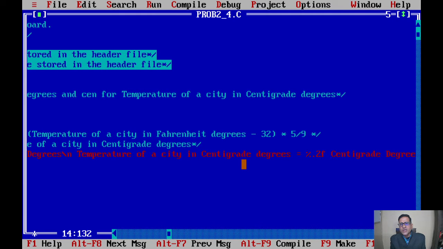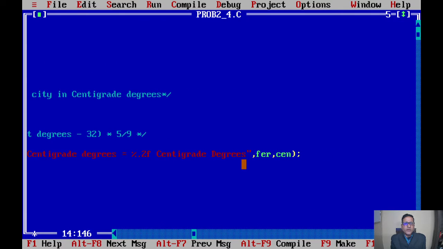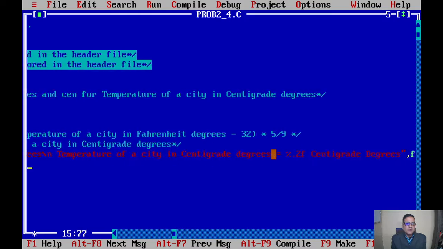So here again I try to use this 0.2 in between the % and f. This is very important point. It takes the 2 decimal places, and after that this is the unit centigrade degree, inverted commas close and Fahrenheit and centigrade variables, and last thing to remember is to close the braces.